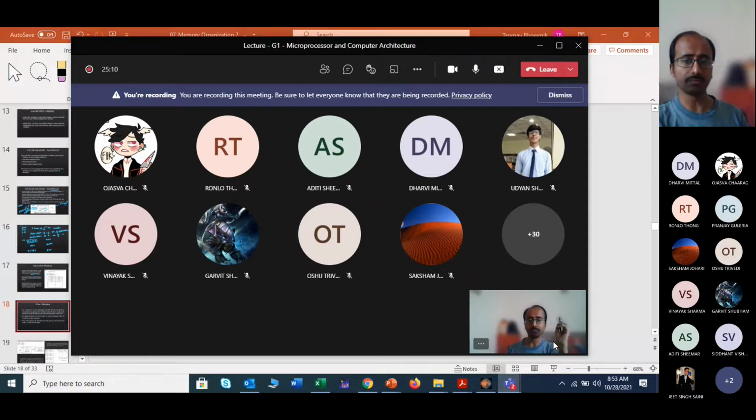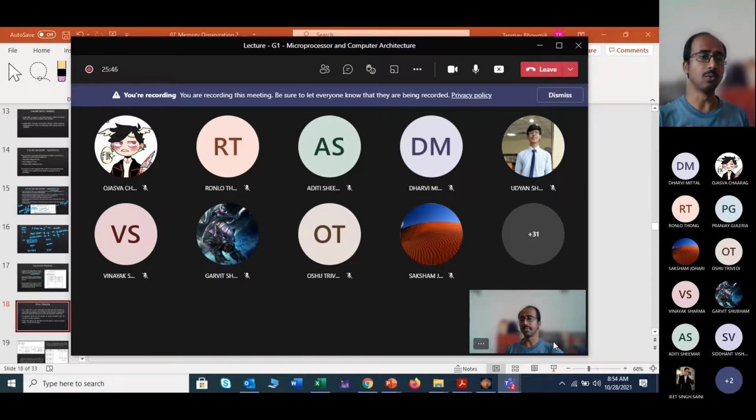Any cross question regarding this associative mapping technique? Because very soon you will get lots of problems in LMS regarding these three mapping techniques and the cache memory part. And in the end term also, you can expect many more numerical problems from the cache memory part. So I request everyone to try to solve them on your own. Don't search everything on the internet.